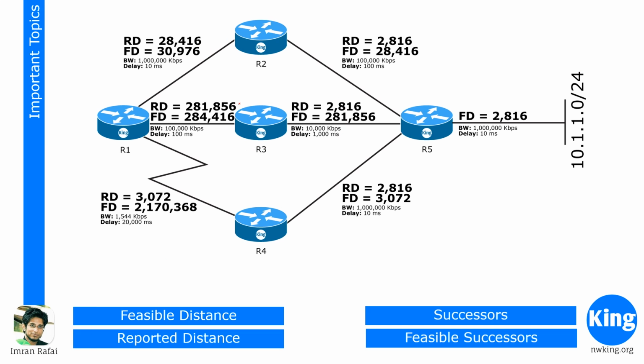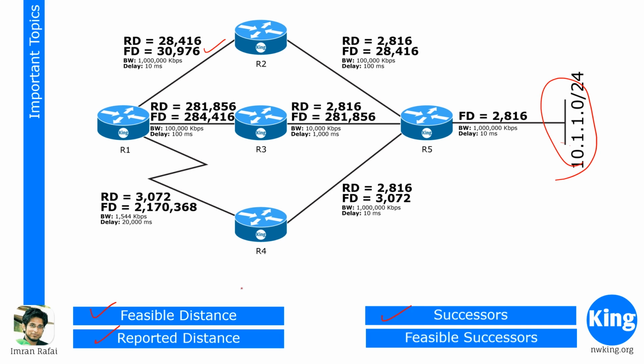Now, all three devices have a feasible distance. Depending on the lowest feasible distance, so router 1 has 3 routes to go to this network, okay? So it looks at the least feasible distance. The least feasible distance is definitely 330,976. So this route becomes the successor, right? The lowest feasible distance becomes the successor. And also, in the routing table, there's something called a feasible successor. That means in case this route ever fails, there should be somebody for immediate backup. So that backup is instantaneous.